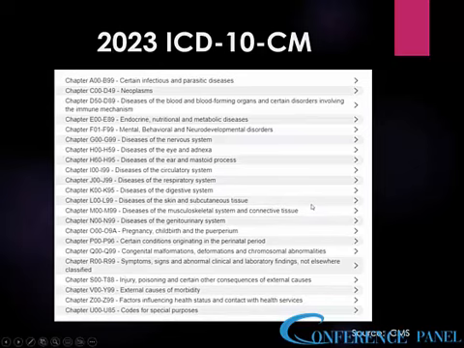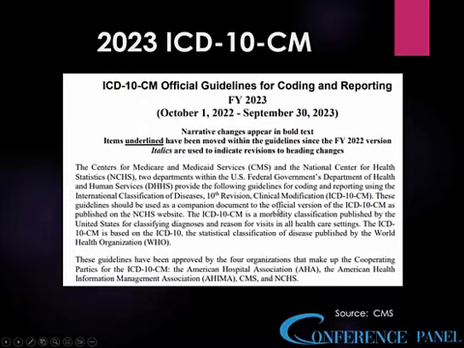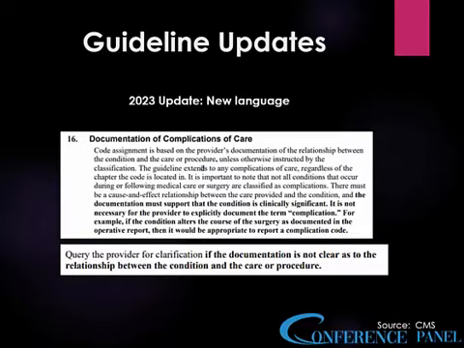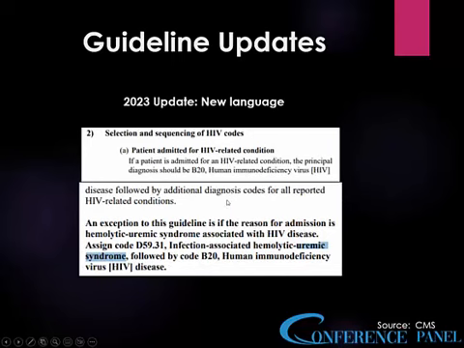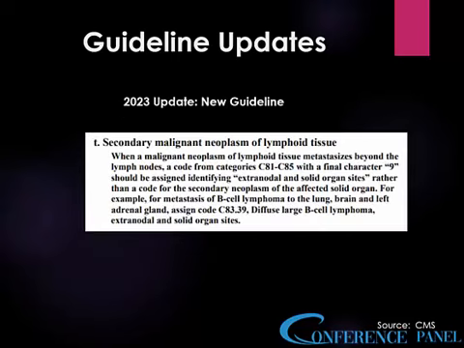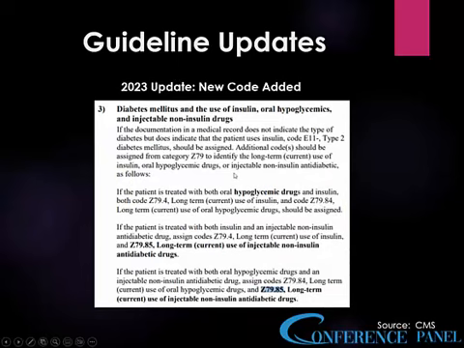So in terms of our guideline updates, we saw a lot of changes, including updated language on documentation of complications of care. We also have updated guidelines for selection and sequencing of HIV codes. We also have an update and change to admission and/or encounter for treatment of primary site for malignancy. We also have a brand new guideline for secondary malignant neoplasm of lymphoid tissue.